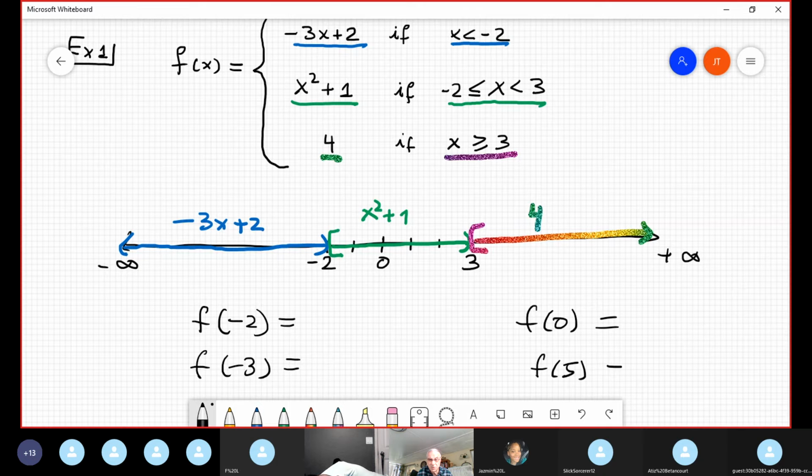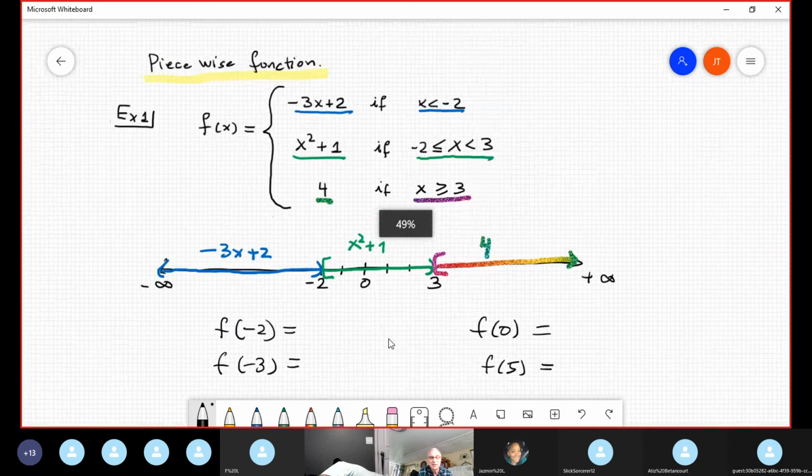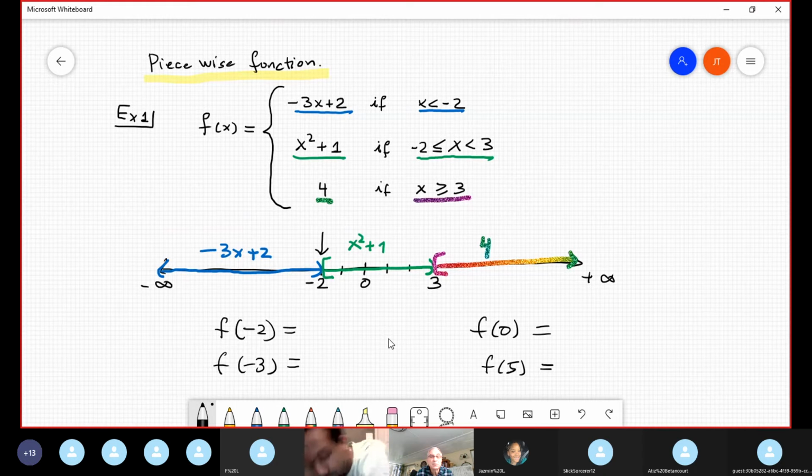Let's do this 4. After each one, let's do more. Okay, so the process is clear. The process is, you recognize -2. Well, -2 is here. But actually, -2 belongs to this interval, not this interval, because I don't see the equal sign here, I see the equal sign here. Therefore, the selection of the expression is the second one.